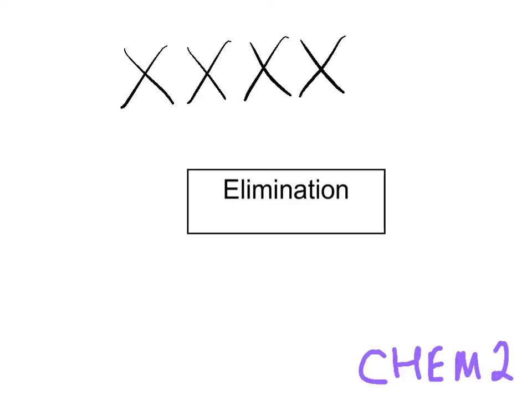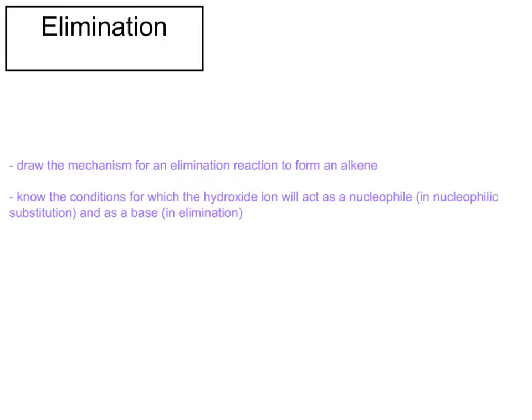So this video is on elimination. The aims of this video are to be able to draw the mechanism for an elimination reaction to form an alkene, and to know the conditions for which the hydroxide ion, which is needed for an elimination reaction, will act as a nucleophile, which happens in nucleophilic substitution, which you can watch a video of if you like, and as a base, which happens in elimination.